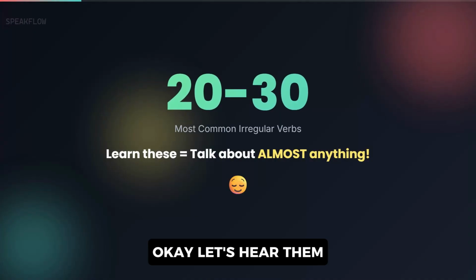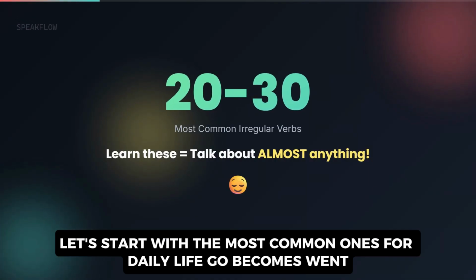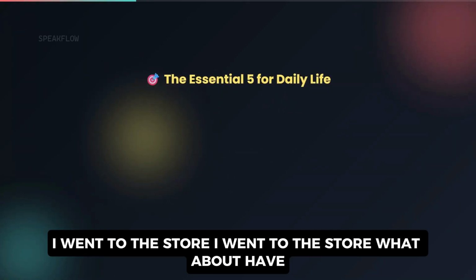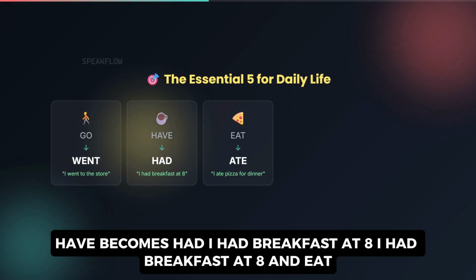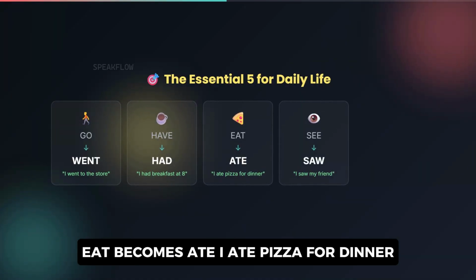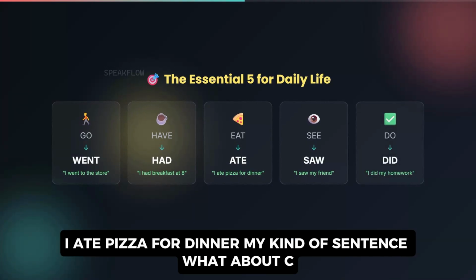Okay, let's hear them. Let's start with the most common ones for daily life. Go becomes went. I went to the store. What about have? Have becomes had. I had breakfast at 8. And eat? Eat becomes ate. I ate pizza for dinner. My kind of sentence.